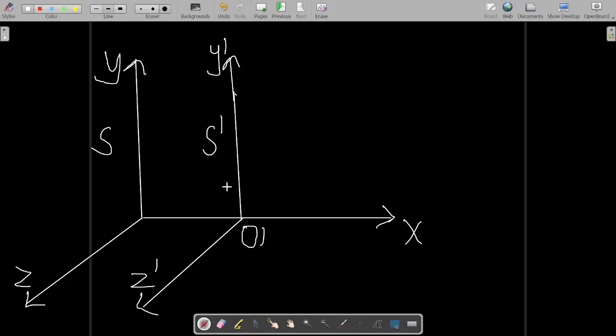So O prime is the origin of the S prime frame, and O is the origin of the S frame. This S prime frame has this axis which is coinciding with this, so this will be called X prime. This X prime is the axis of the S prime frame, and X is the axis of the S frame. This is the situation which we have with us right now, and let us assume that this frame is moving with a velocity v in the rightward direction.